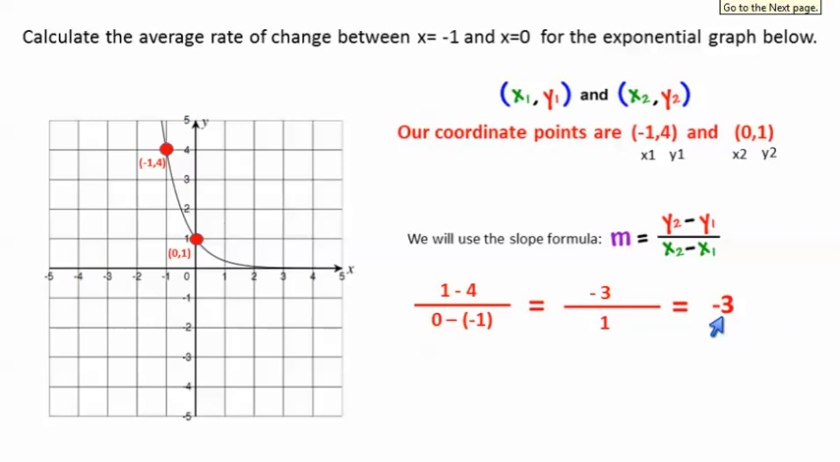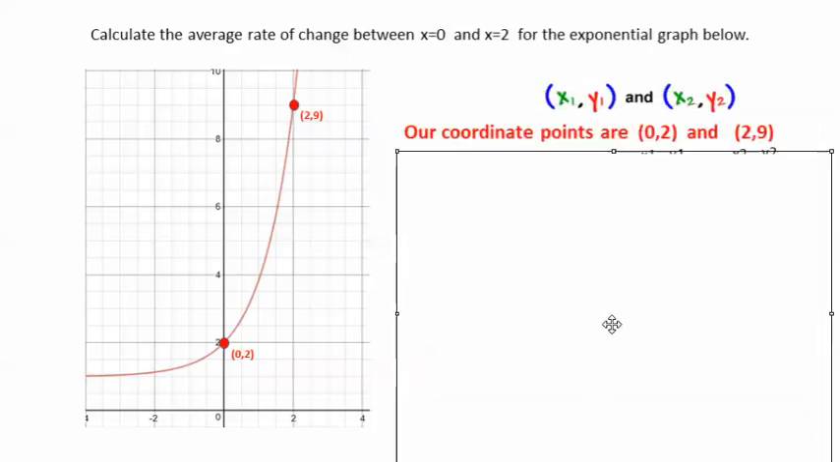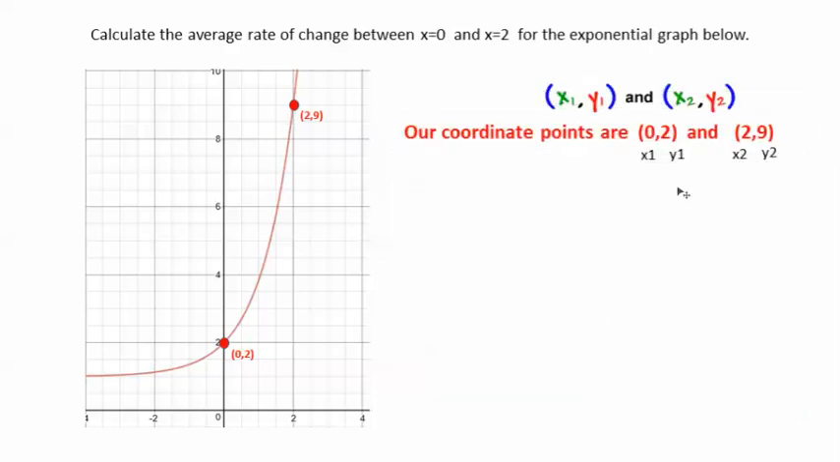Let's look at one other problem. So we're going to calculate the average rate of change, this time between 0 and 2 for this exponential graph. So we find where x is 0, and we go up, and the y coordinate at that point is 2. And where x is 2, we go up, and we see the y coordinate this time is 9. So again, we need to pick those 2 points and label our x1, y1, and x2 and y2. So we have 0 and 2 is the first point, 2 and 9 is the second.